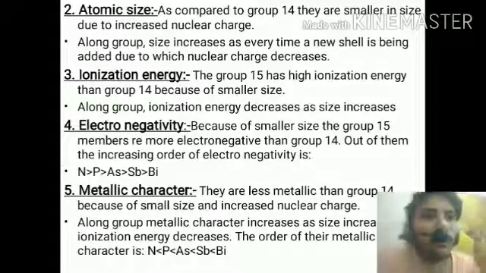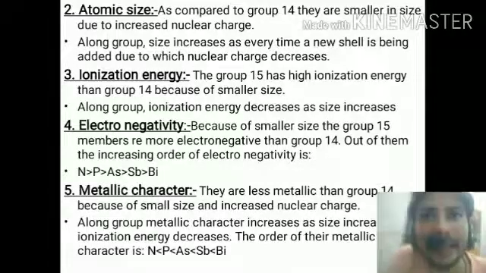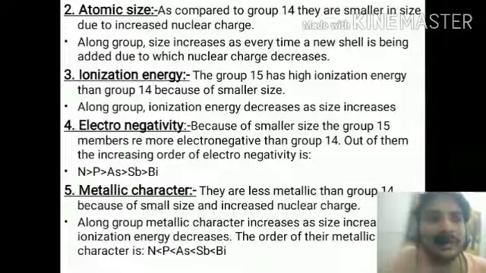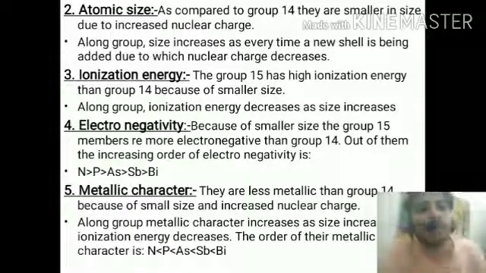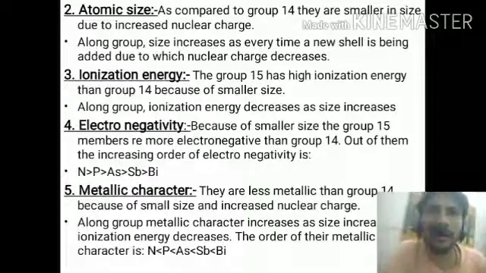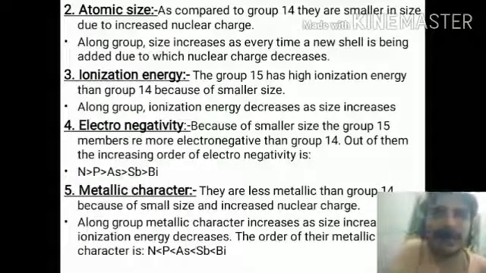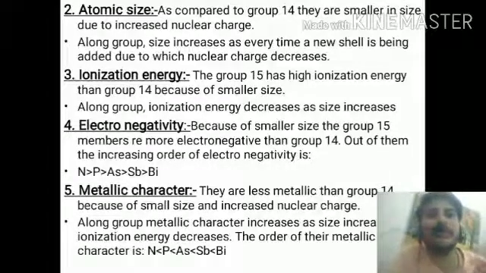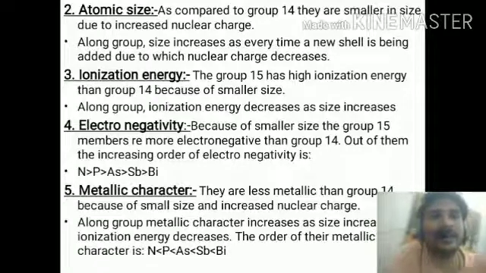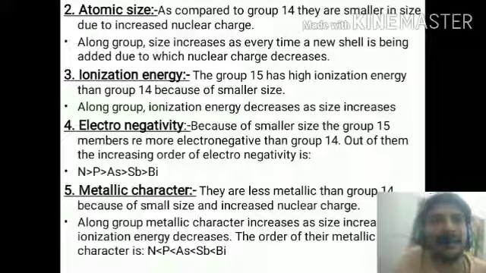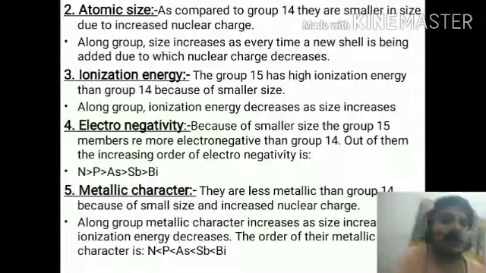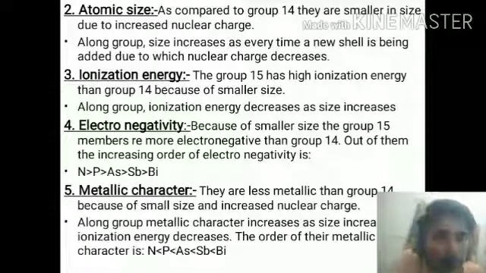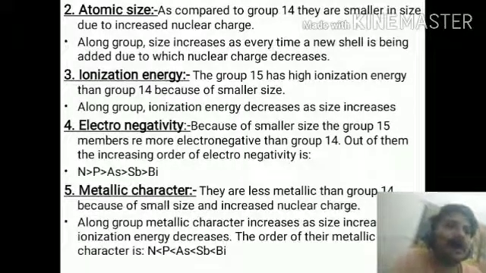If you move from top to bottom, the number of shells increases, that's why atomic size increases. If you move from left to right, the number of shells is not increasing but the number of electrons is increasing, that's why the effective nuclear charge (ENC) increases and size decreases. So we can say that when we move from left to right, atomic size decreases, but when we move from top to bottom, atomic size increases.